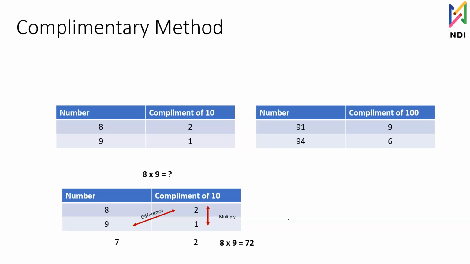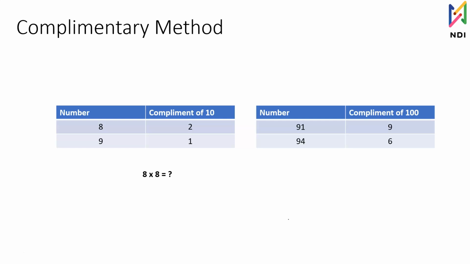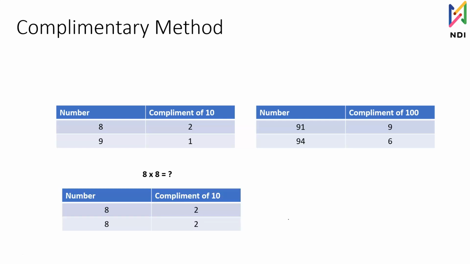So let's see one more example. In the case of 8 into 8, I want to explain using a simple single digit itself. What is the complement? 2 and 2. You represent this in the form of a table. What is the next step? You're going to find the difference: 8 and 2, you have 6. And now you're going to multiply 2 into 2. And what is the answer? 8 into 8 is 64.